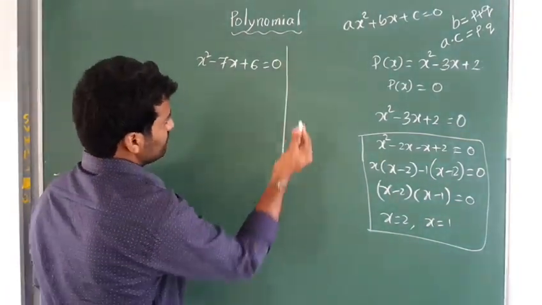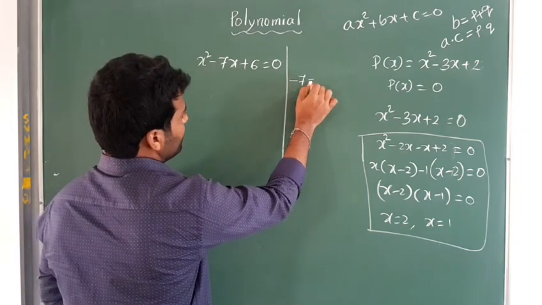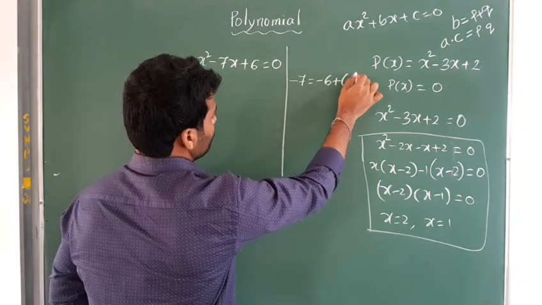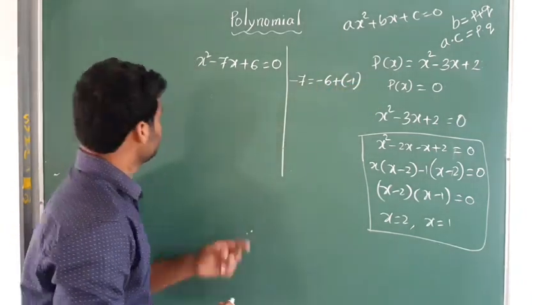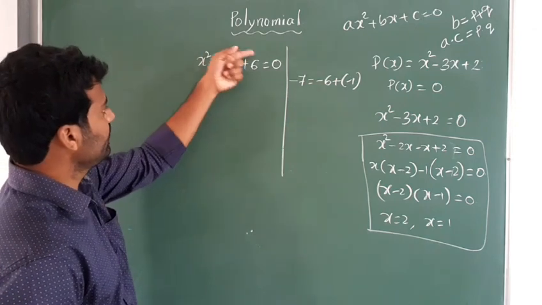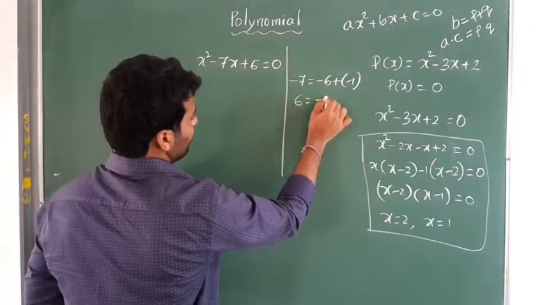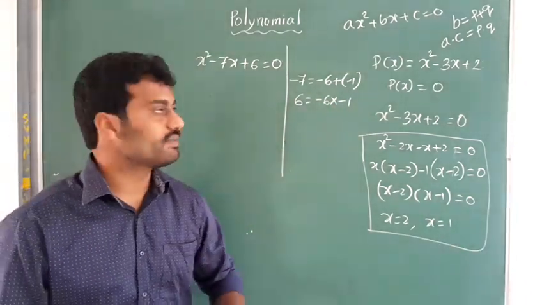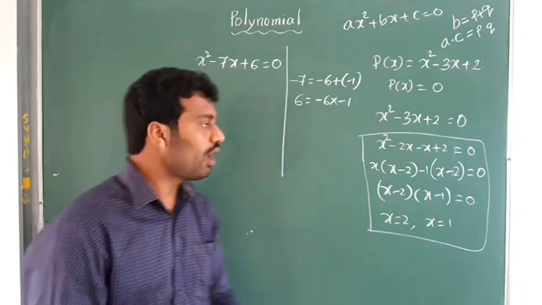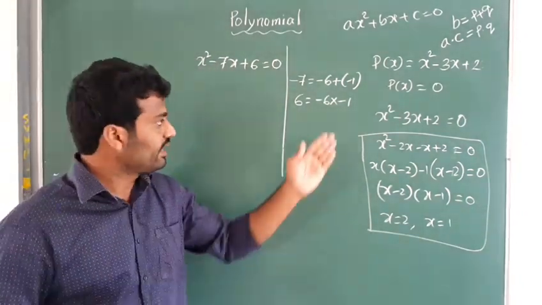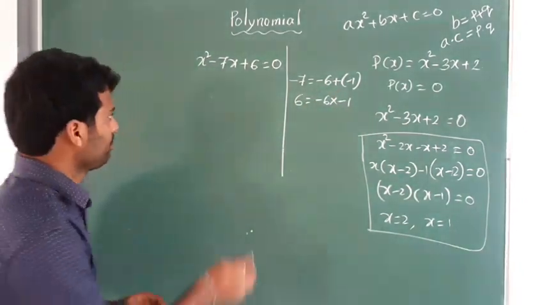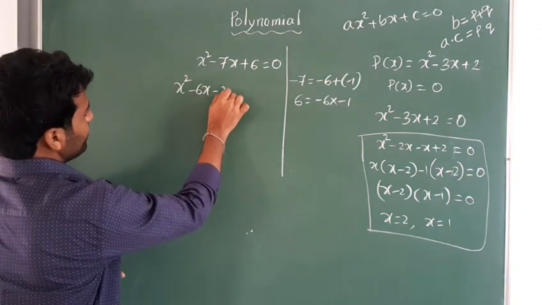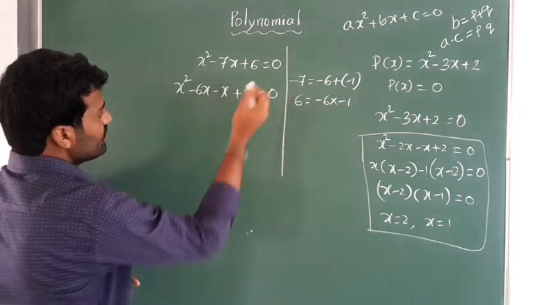So I will take those two numbers. Minus 7 can be written as minus 6 plus minus 1. Clear or not? See here, a into c, the product, is 1 into 6, which is 6. So this can be written as minus 6 into minus 1. So minus 6 and minus 1 satisfy this condition. So how can I split the middle term? I can split it with minus 6 and minus 1. So x square minus 6x minus x plus 6 is equal to 0.